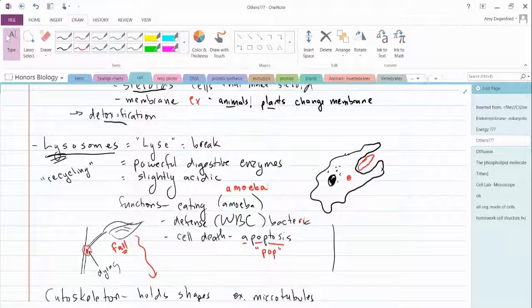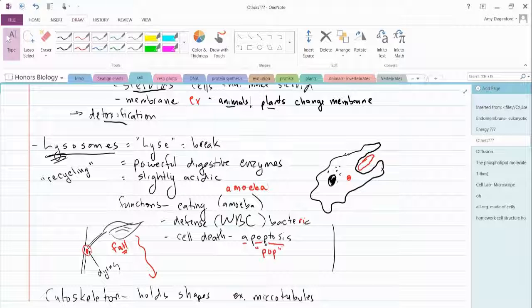And where do we see this? Well, we see it in amoebas that might be eating something. In this case, I've drawn a little paramecium that the amoeba would be eating. We also have them in our white blood cells so that they are defending and eating up bacteria. We also see them in cells that need to actually die.